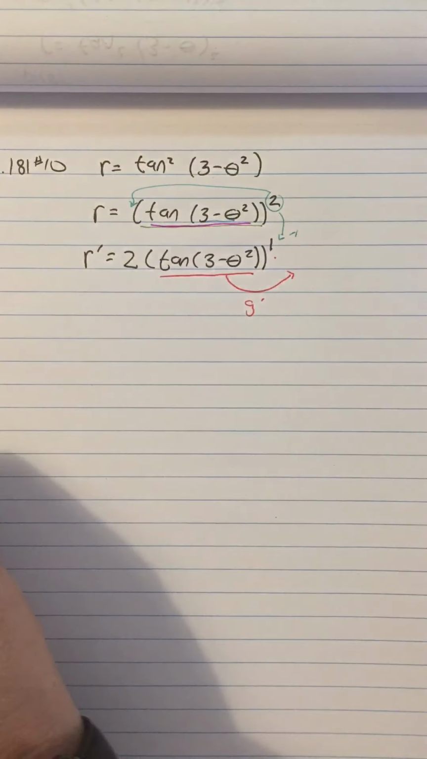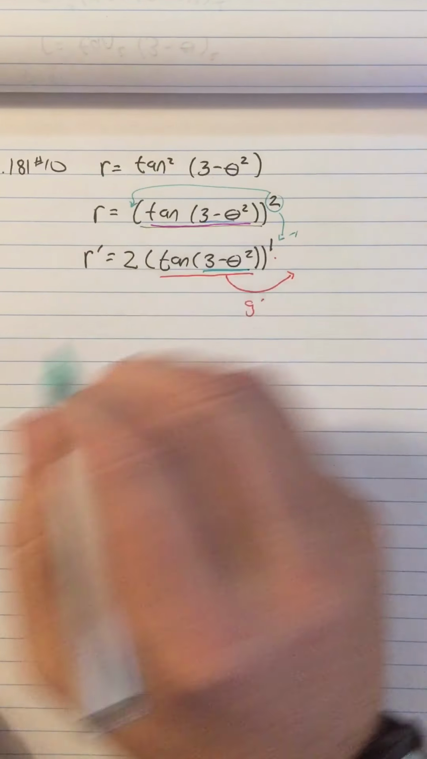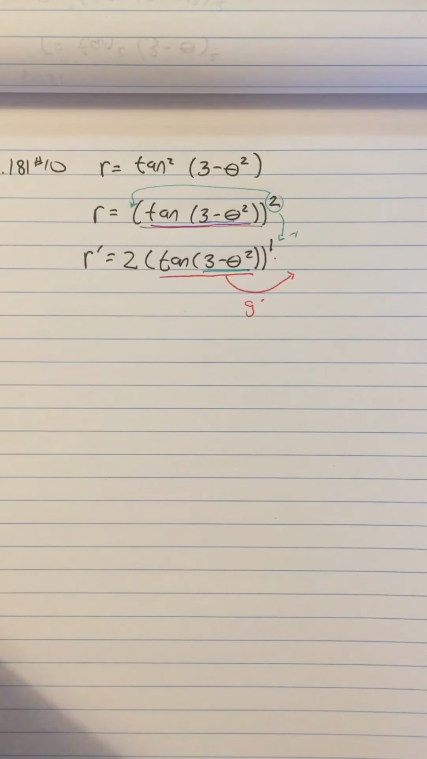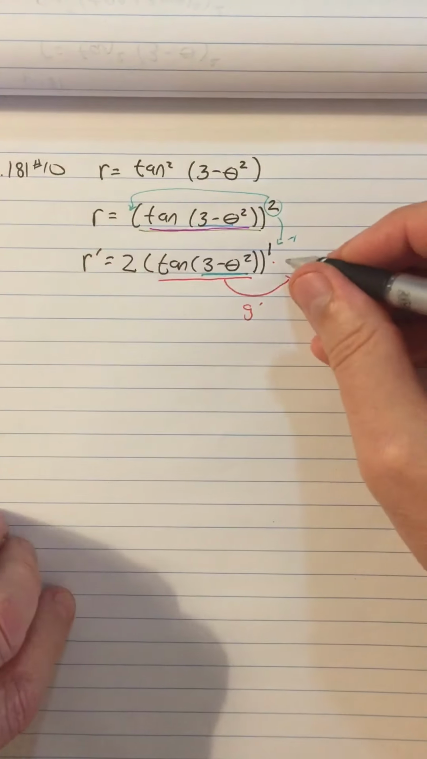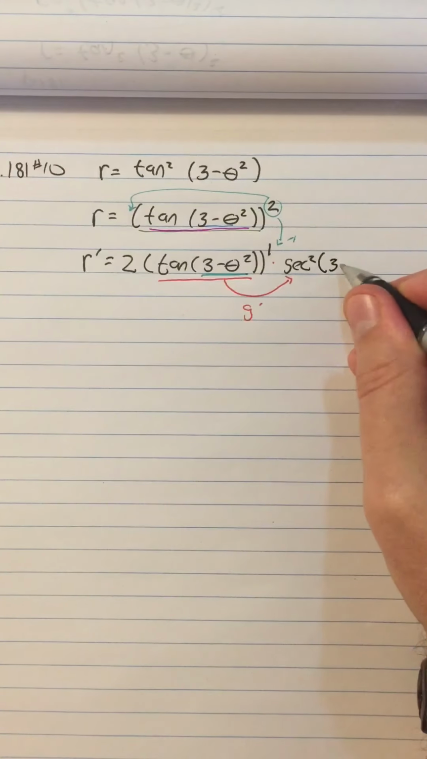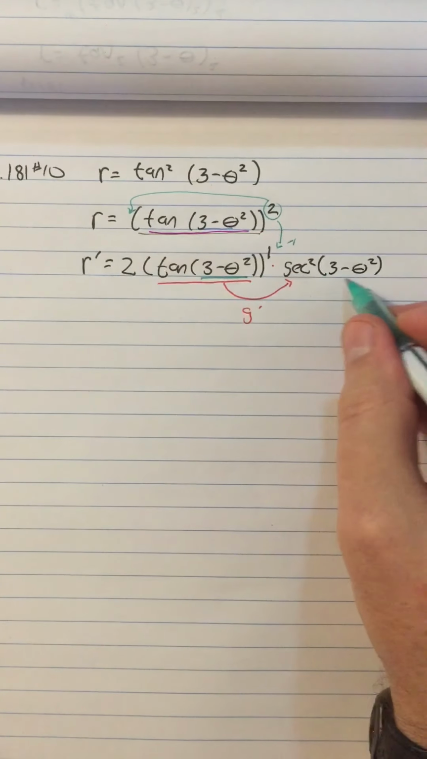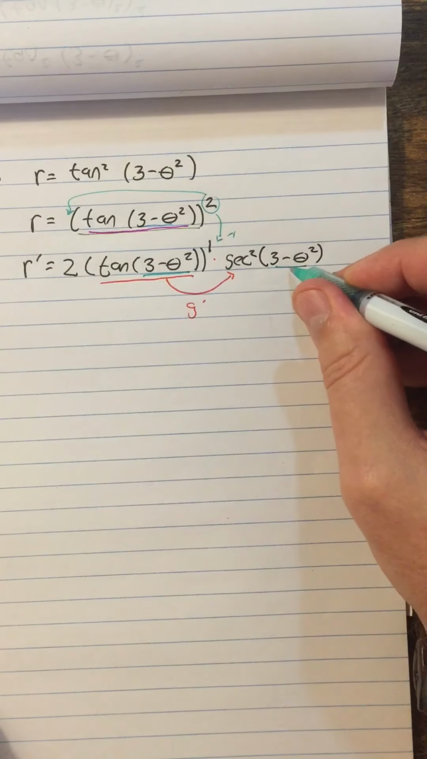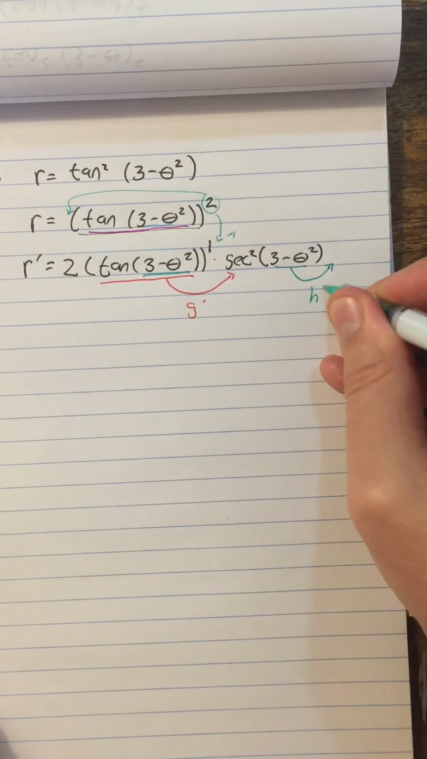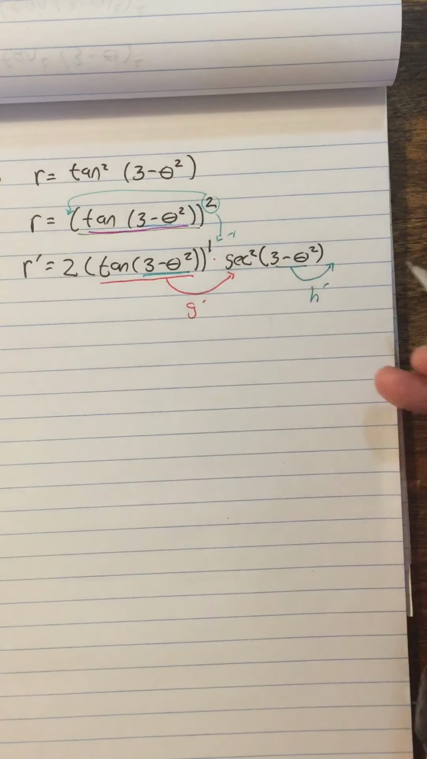Well, I have tangent, and I have 3 minus theta squared. That 3 minus theta squared is another inside function. I'm going to keep it the same and do the derivative of the outside function, which is tangent. Derivative of tangent is secant squared, but keeping the inside the same, 3 minus theta squared. So I've again done the derivative of the outside, kept the inside the same. Now I just have to do one more derivative because I still have an inside function, so we're going to call that h prime just to distinguish it from g. And then I ask, what is the derivative of 3 minus theta squared?